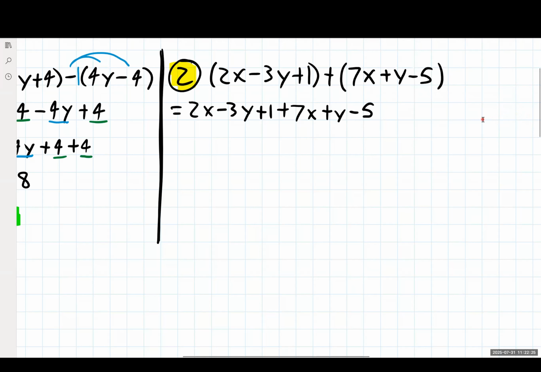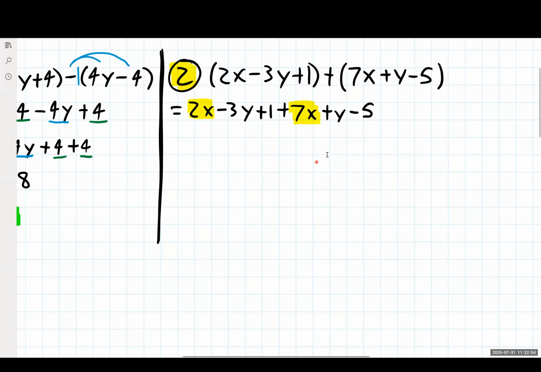Now I'm looking for any like terms that I could combine together. So I'm going to use a highlighter here just to show a different way that you could go about organizing these things. Do I have any like terms showing up? Well, I have two x terms showing up right here. So I'm going to go ahead and highlight those with yellow just to show, hey, these things are the same. I don't have any other x's, so that's the best I can do there.